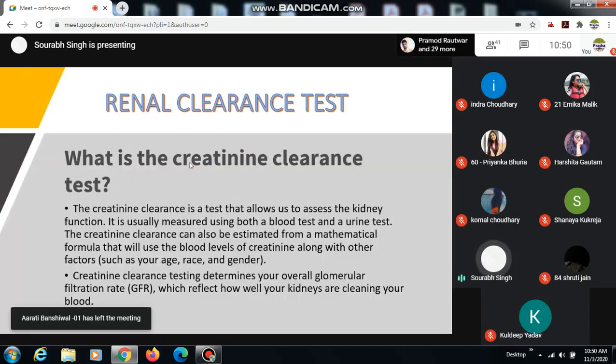The creatinine clearance is the test that allows us to assess kidney functioning. It is usually measured using both a blood test and a urine test. Creatinine clearance can also be estimated from a mathematical formula that uses only the blood level of creatinine along with other factors such as age, race, and gender. Creatinine clearance testing determines our overall glomerular filtration rate, which reflects how well our kidneys are clearing the blood.